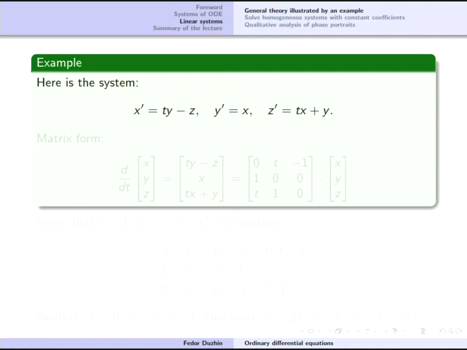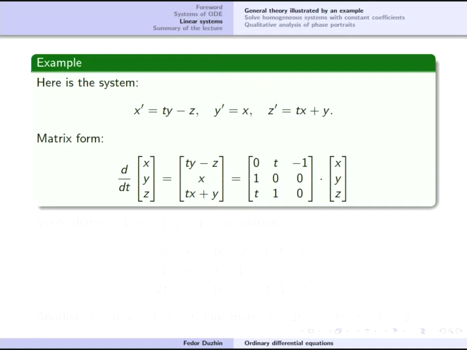Now let's talk a little bit about the general theory of linear systems of differential equations, about things like the Wronskian, solution space, and so on. I think it's easiest to understand if I immediately illustrate it by an example. So here is my example, and this is how you can write it down in the matrix form.